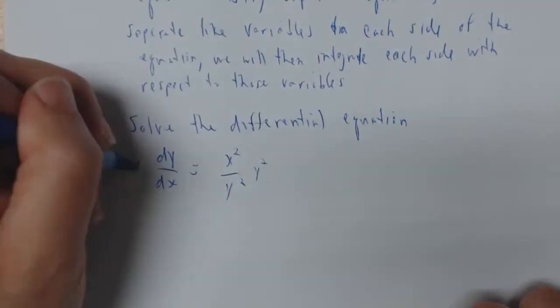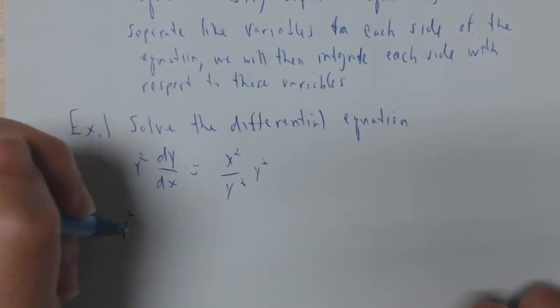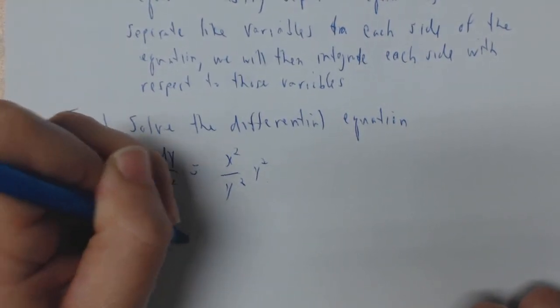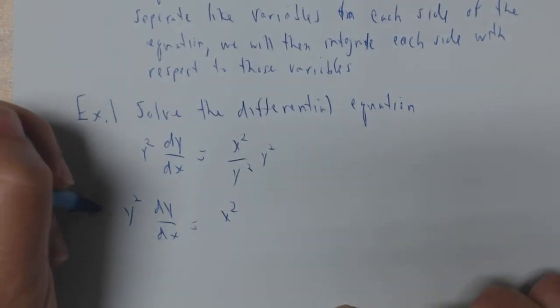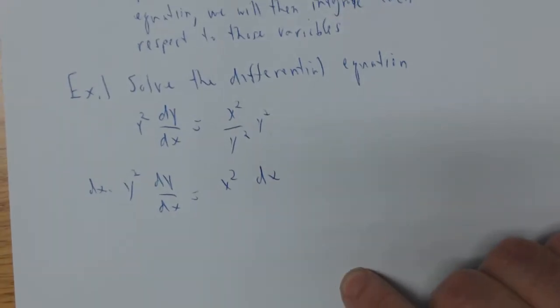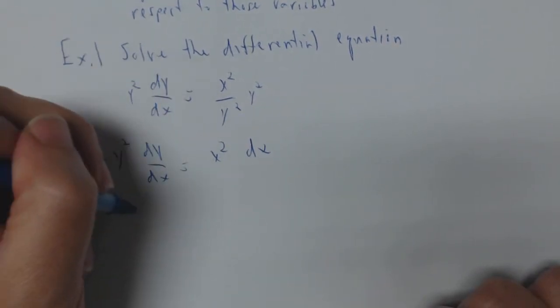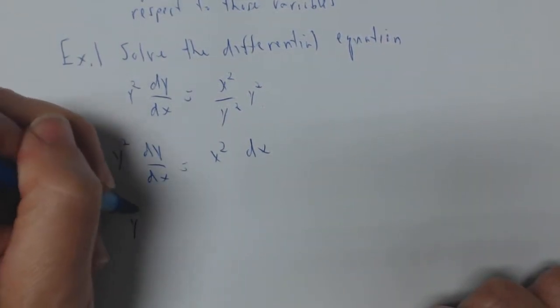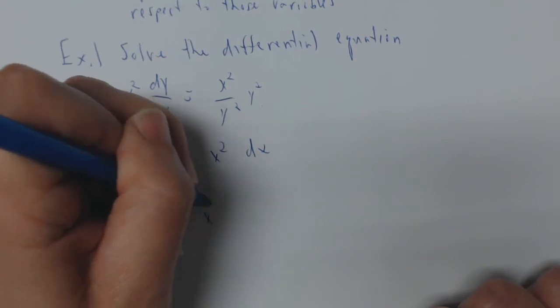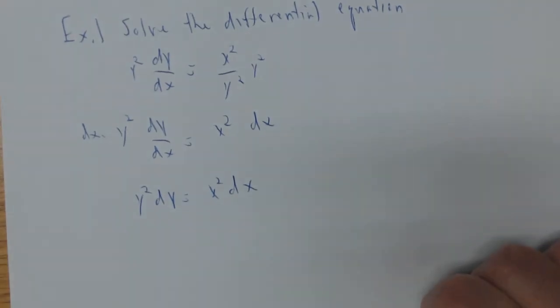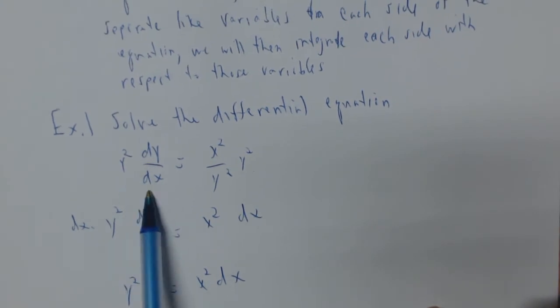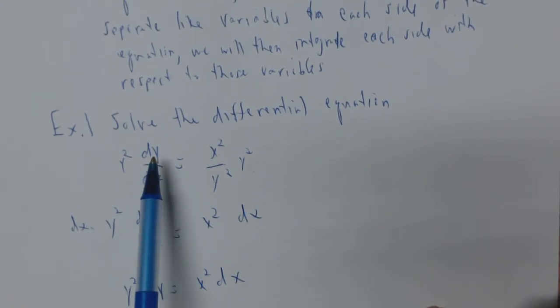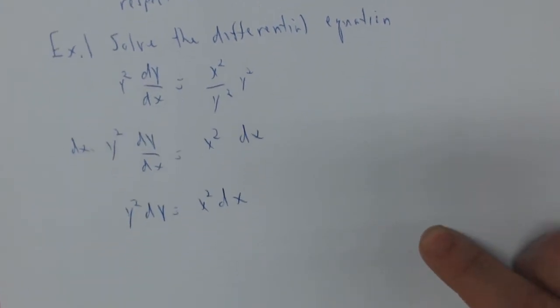what I'm going to do is I'm going to multiply by y squared. So what is that going to give me? y squared dy/dx equals x squared. And then multiply dx to both sides, which then gives me y squared dy equals x squared dx. And we're always assuming that we're solving for y, right? I mean, that's kind of like what we've always done. And if you look at this, you could tell this is saying dy/dx, so y depends on x. So we're solving for y.